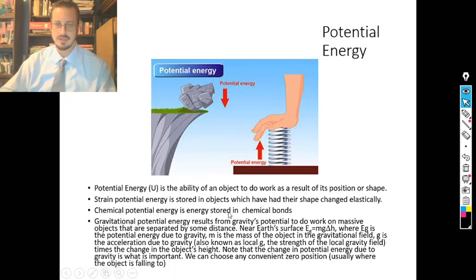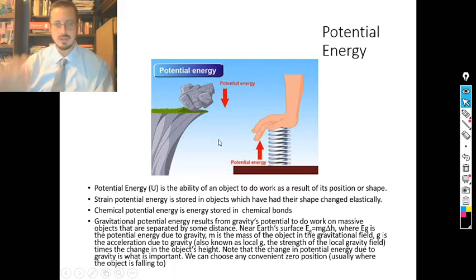Chemical potential energy is energy stored in chemical bonds, and so there's also a form of potential energy, chemical potential energy. And gravitational potential energy results from gravity's potential to do work on massive objects that are separated by some distance. So here, near the surface of the Earth, we use the equation mgh to calculate the potential energy due to gravity. That equation is actually derived from the definition of work.